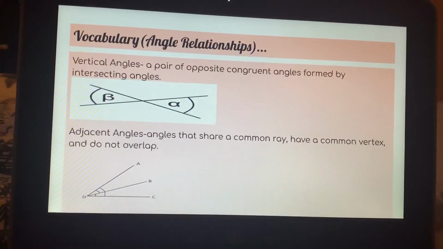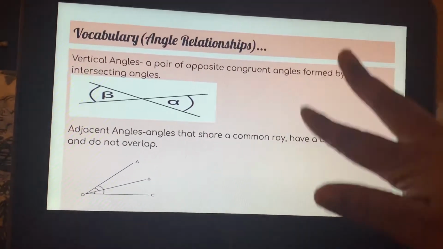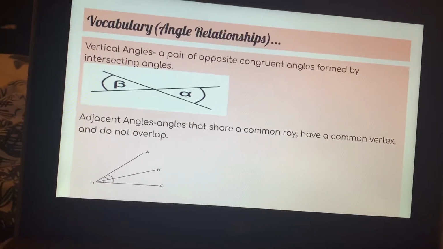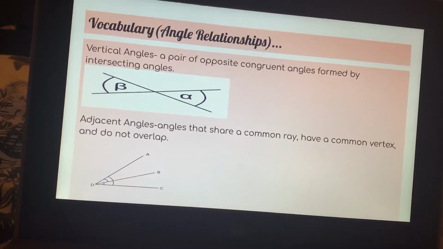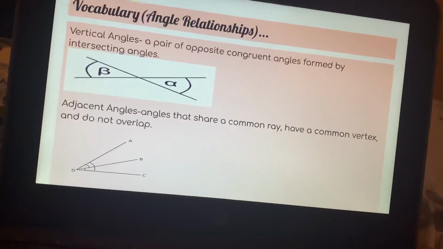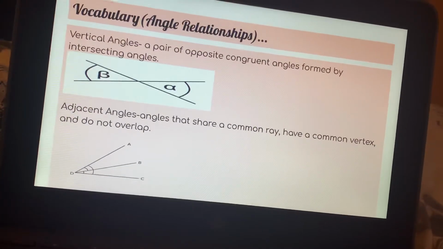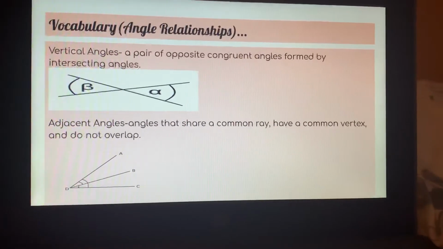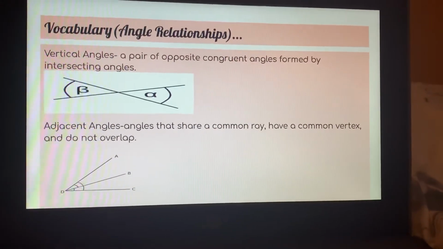Vocabulary for angle relationships. Y'all can just copy these, so y'all won't have to copy the rest. Vertical angles. A pair of opposite congruent angles formed by intersecting angles. Adjacent angles. Angles that share a common ray, have a common vertex, and do not overlap. These are very important key terms to know.